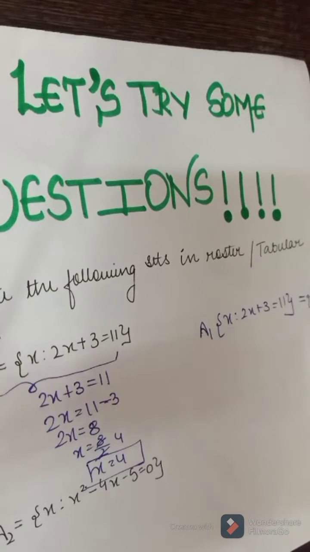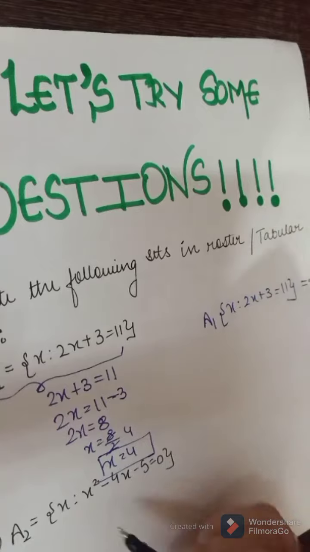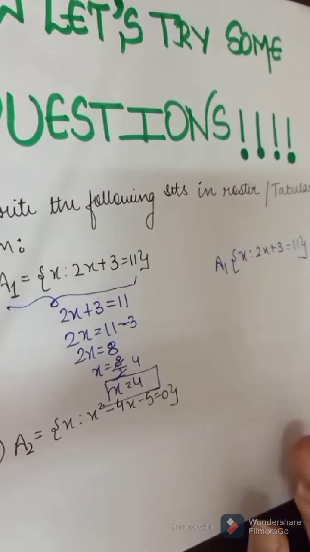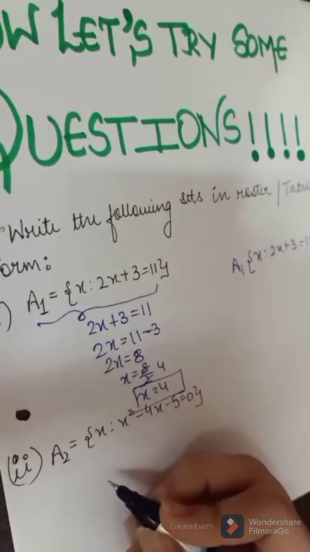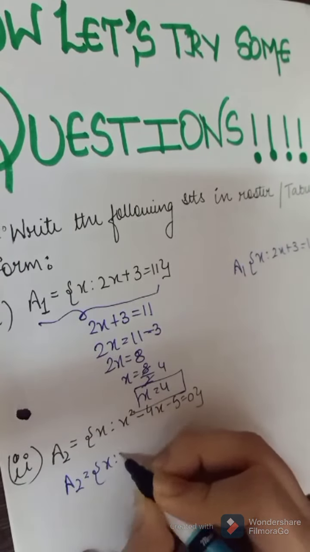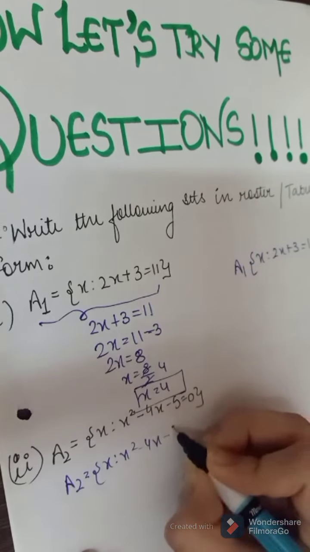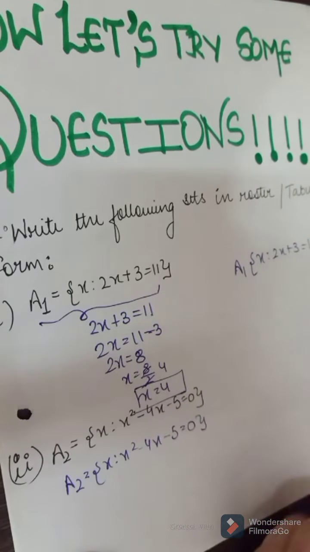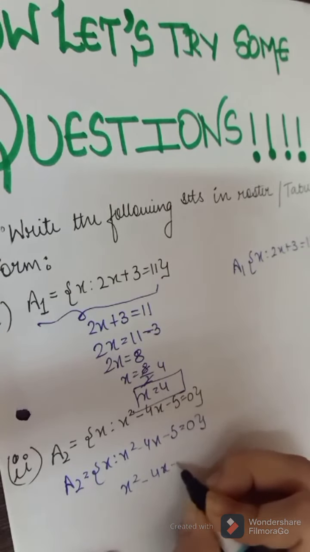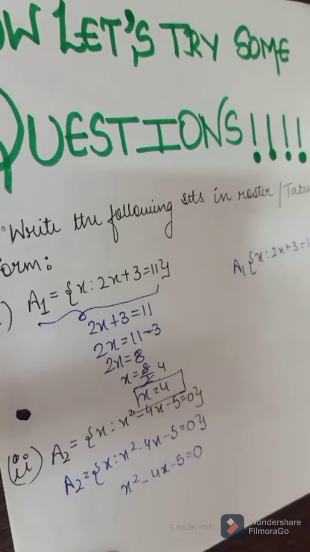So now let's see the second part. In the second part also you've been given an equation. Don't worry, we are going to solve that equation first. Okay, so let's see. A2 is equal to X such that X square minus 4X minus 5 equal to 0, right students? So let's solve the equation first. X square minus 4X minus 5 is equal to 0.